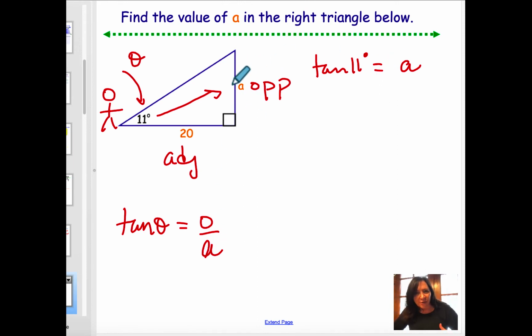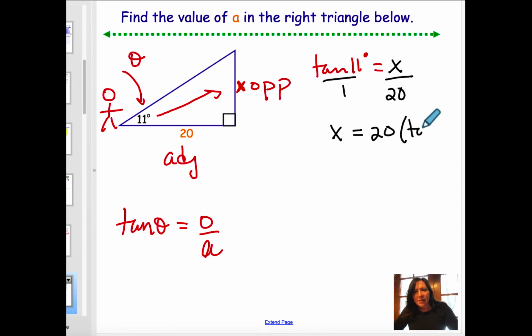I guess a is a bad letter. Let's call this x, that way you don't get confused with the a down here. Let me erase this part. So this would be tangent of 11 degrees is equal to the opposite side, which is x, over 20. Again, one term on the left, one term on the right, so we cross multiply to solve. 1 times x is x, and I have x equals 20 times tangent of 11 degrees.